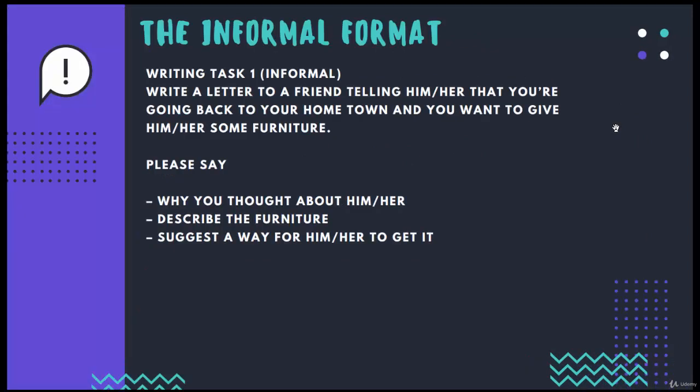Okay. Now, then you have the informal format, right? With the informal format, you're dealing with a letter to a friend. They usually are asking you to write a friend, like here: write a letter to a friend telling him or her that you're going back to your hometown and you want to give him or her some furniture. Please say why you thought about him or her, describe the furniture, and suggest a way for him or her to get it. This is the informal format.